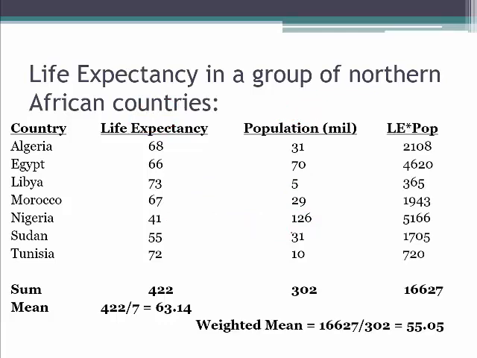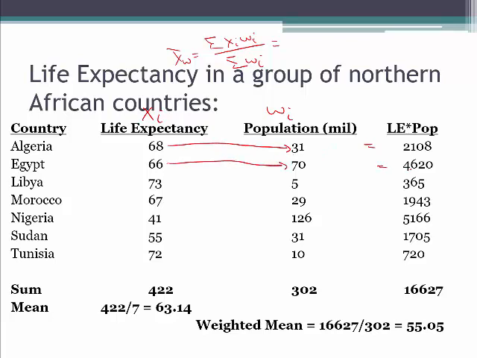Okay. So here, recall this was our original value. This was our weighting variable. And the formula was x bar weighted was the sum of each x value times its weights divided by the sum of the weights. Well, here I'm going to take this value and multiply it by its weight, and you get this. You're going to take this value, multiply it by its weight, and you get this, and so on. I'm going to keep going across here.